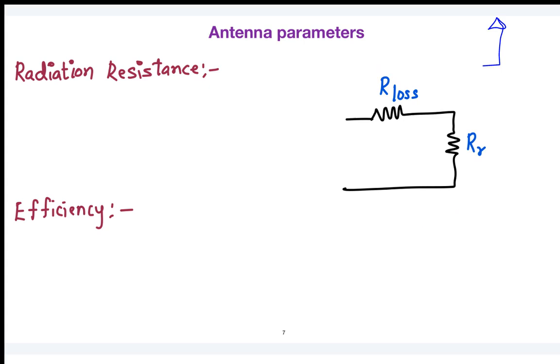When you feed some kind of energy into the antenna, the antenna will possess some kind of dissipation that you can call a loss resistance, and some amount of energy is getting radiated, which I can call the radiation resistance. The radiation resistance represents the efficiency of the antenna in radiating electromagnetic energy into space. Suppose I feed some energy here, what should be the value of radiation resistance if I want to transfer maximum energy into space?